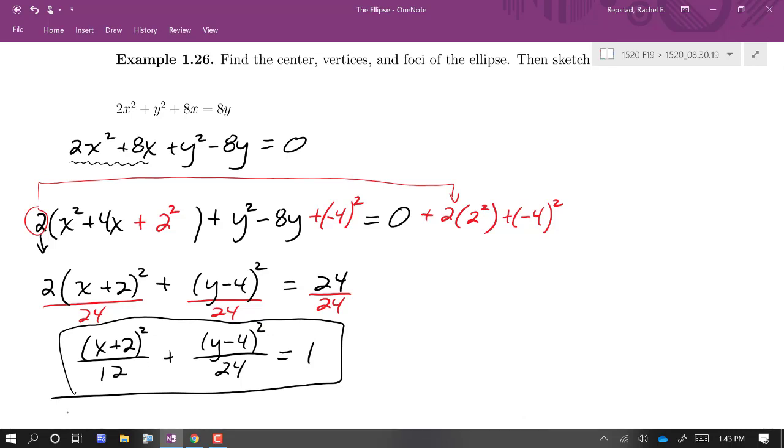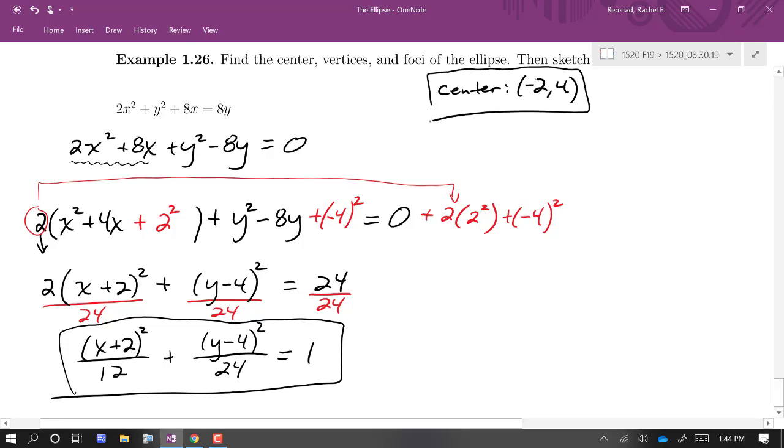Now we're supposed to find all this information. What's the center? Negative 2, 4. And then we want vertices and foci and then sketch, which means we also really want ends of the minor too, right? So which way is this oriented? Vertical. So a squared is 24, which means a is the square root of 24, which is 2 root 6.